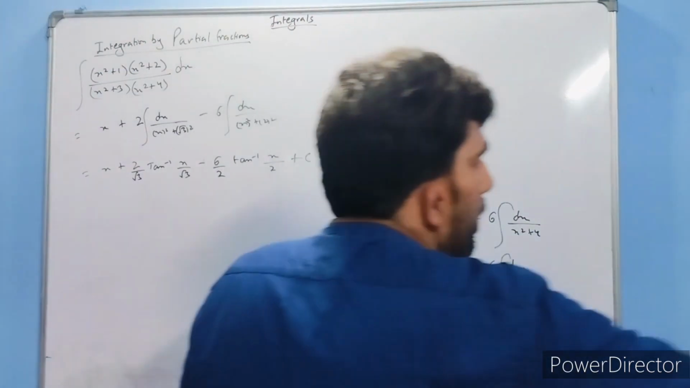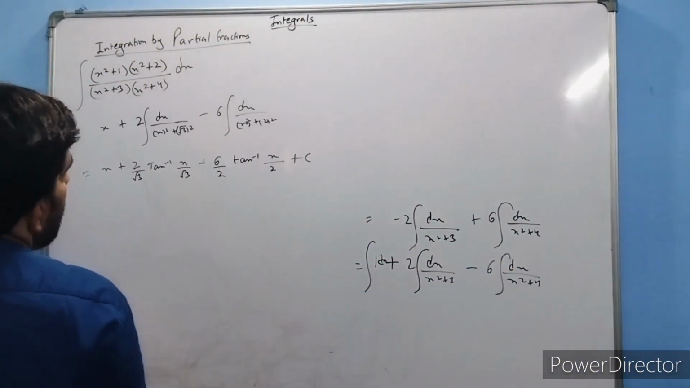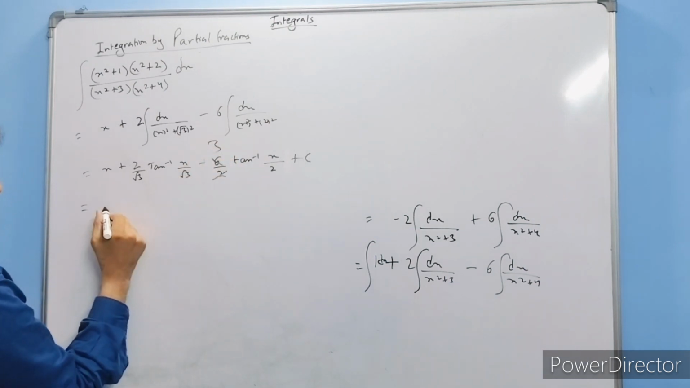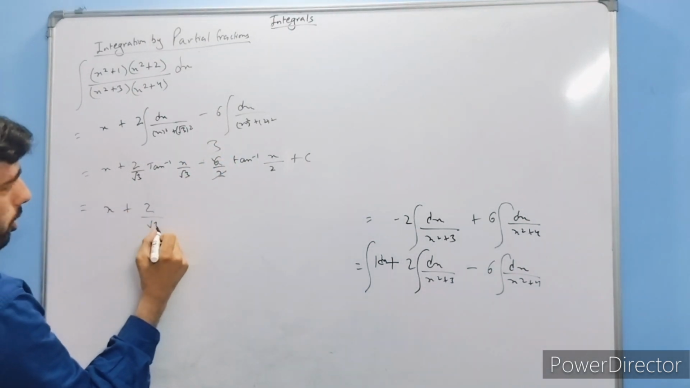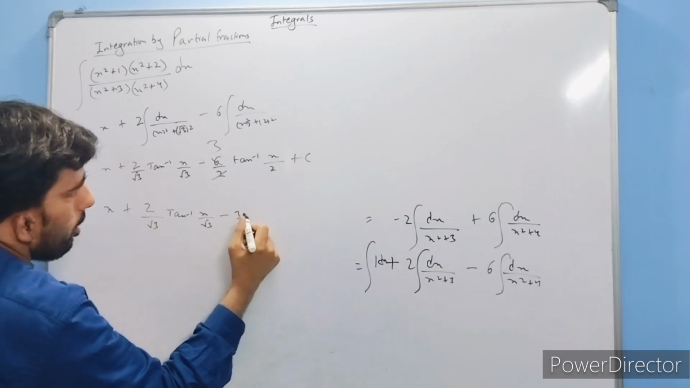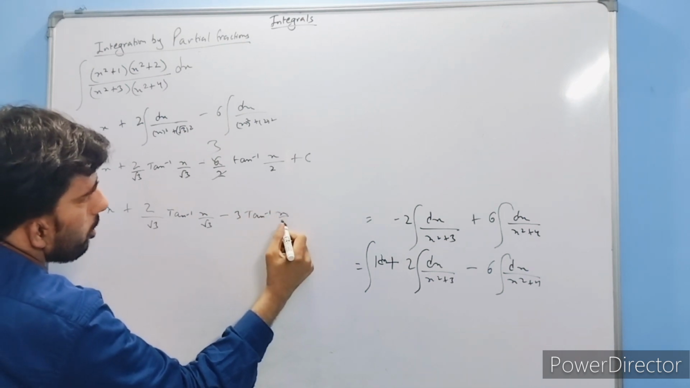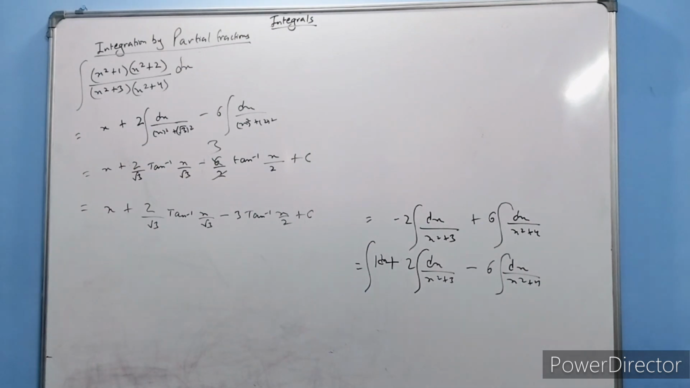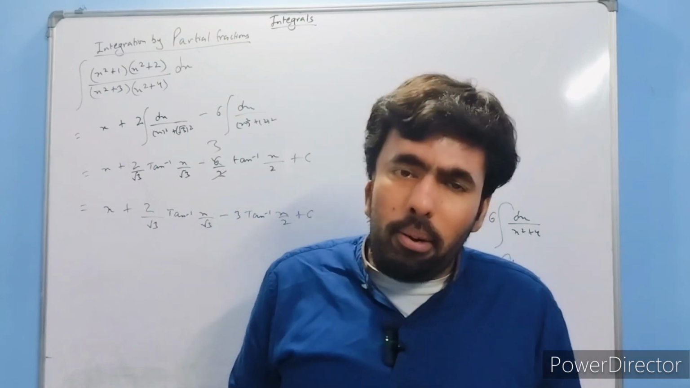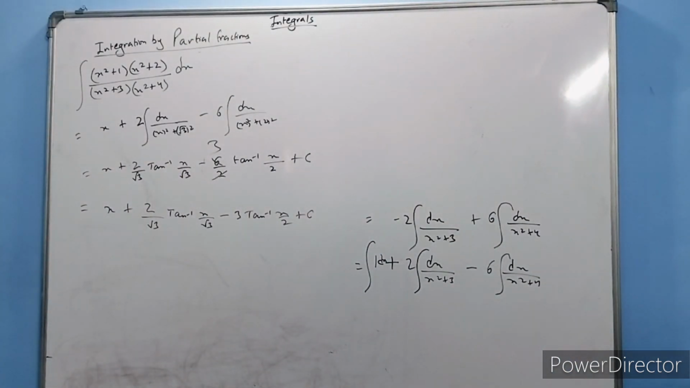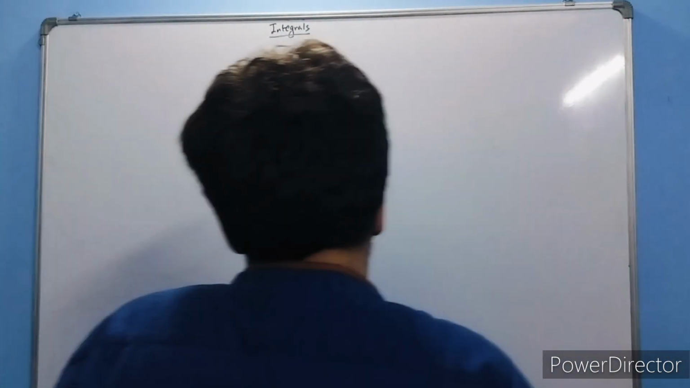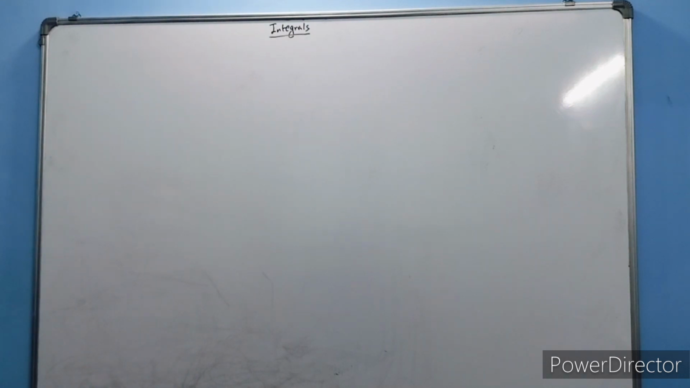So that is how we are able to solve the numerical. Now we can also reduce it. So I got 2 upon root 3 tan inverse x upon root 3 minus 3 tan inverse x upon 2 plus c. Okay, so that is how we are able to solve the integration by partial fraction. Now we'll solve more numericals based on partial fraction in the integral chapter for class 12th.